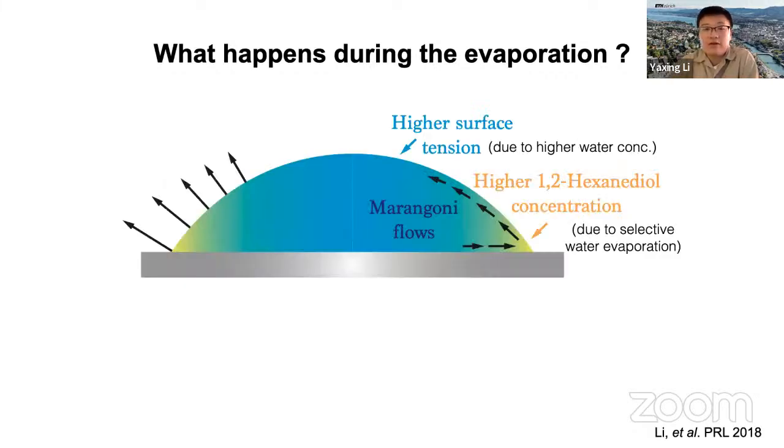As I mentioned before, if you have a droplet with a contact angle less than 90 degrees, typically around 45 degrees for this case, water evaporates pretty fast at the contact line region. Because of that, you have a higher hexanediol concentration at the contact line region and a higher water concentration at the apex of the droplet. Because water has a higher surface tension than hexanediol, this drives a Marangoni flow from the edge of the droplet towards the top, and also leads to a convection inside the droplet. Normally, this convection will mix the components to prevent segregation.